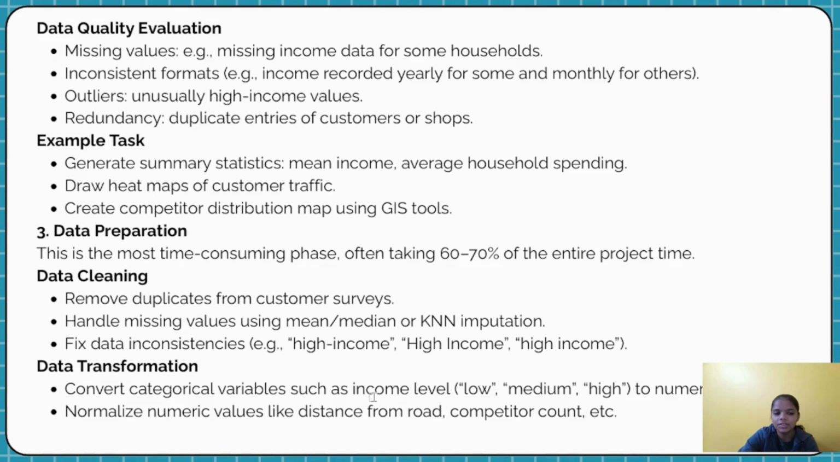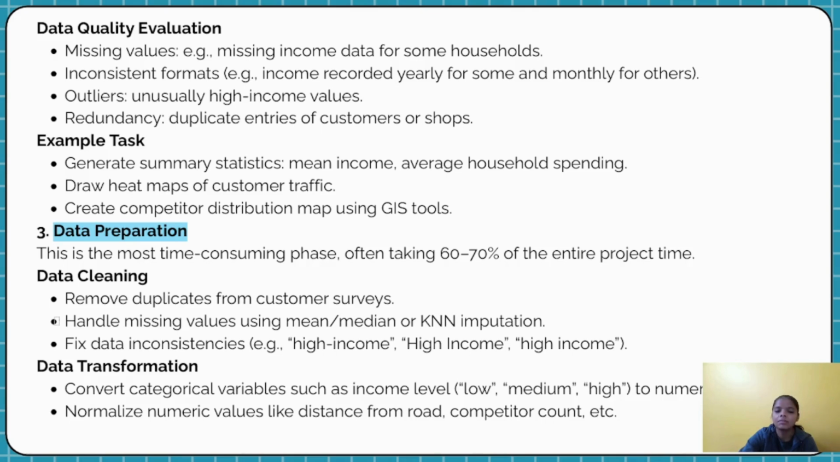Now, the third phase is our data preparation phase. This is the most time consuming phase, because it often takes 60 to 70% of the entire project time. Here we perform data cleaning. In data cleaning, we remove the duplicates from the customer service data, handle the missing values, mean, mode, median, with the help of KNN imputation, and here we fix the inconsistency.